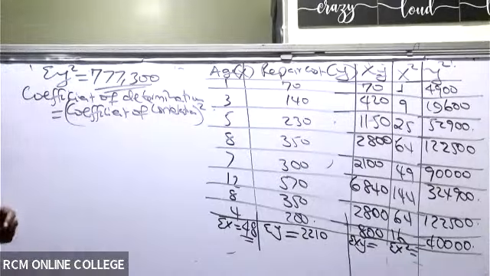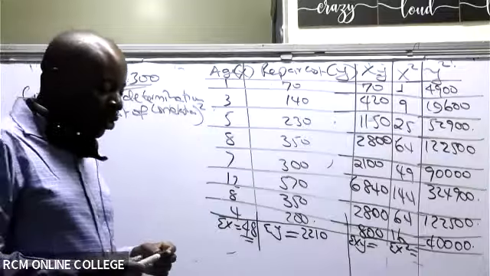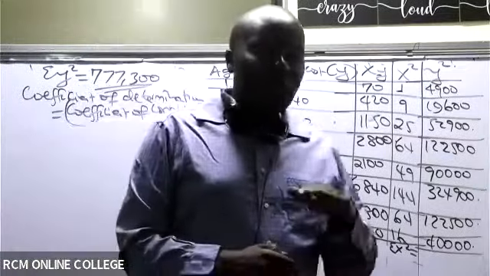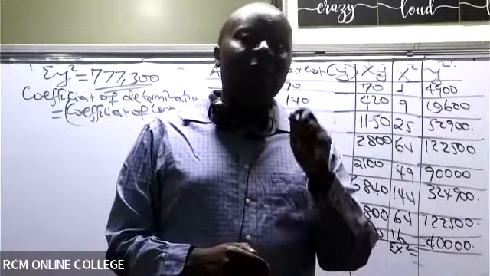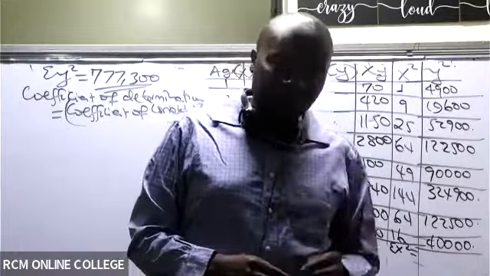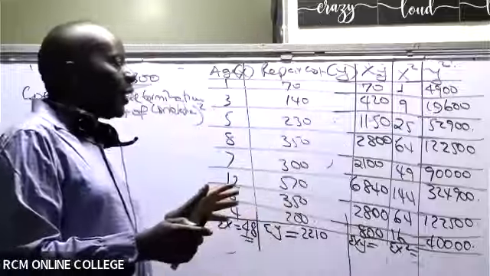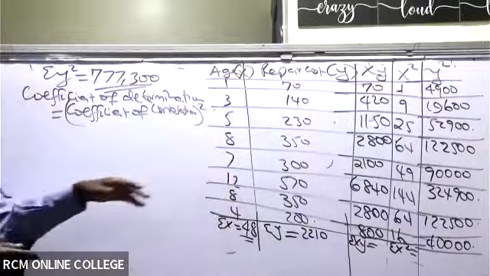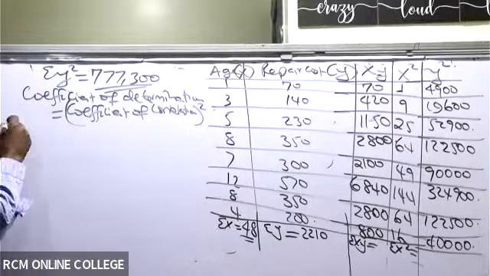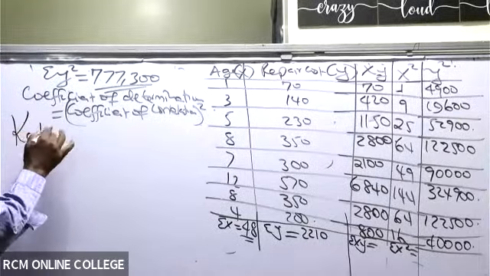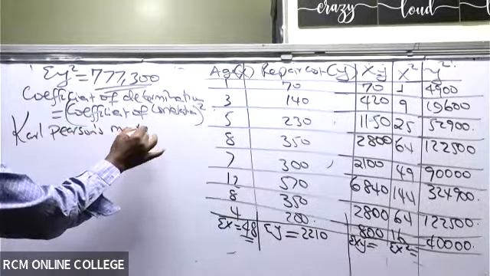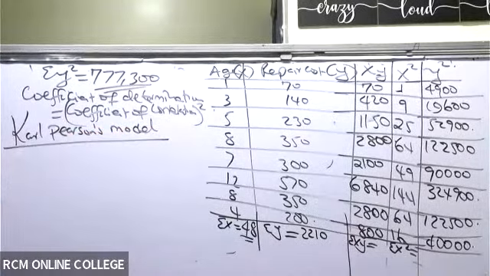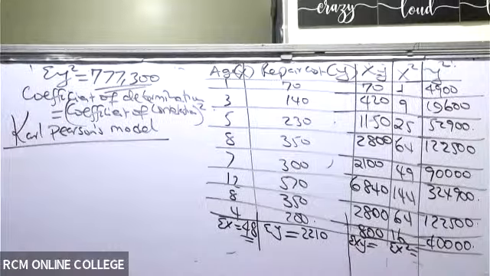Then remember, yesterday I told you that we have got two models of getting coefficient of correlation. We have what we call the ranks model, and then now we have the Pearson model, for quantitative variables. Now these are quantitative variables, so here we shall use the Pearson model. So then how do I get the Pearson model?